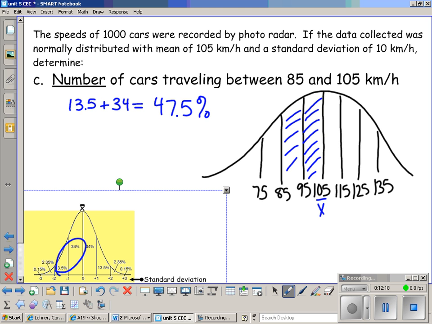Now we knew that there were 1,000 cars recorded. So what we want to do is we want to find 47.5% of 1,000. So all we do is we go 1,000 times, now we turn our percentage into a decimal, so you divide it by 100. So 0.475, and we have 475 cars that traveled between 85 and 105 kilometers per hour.